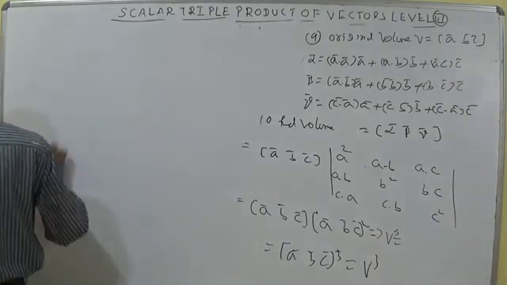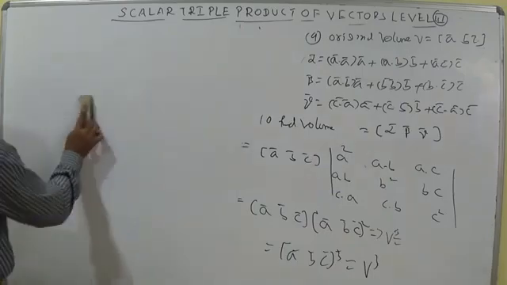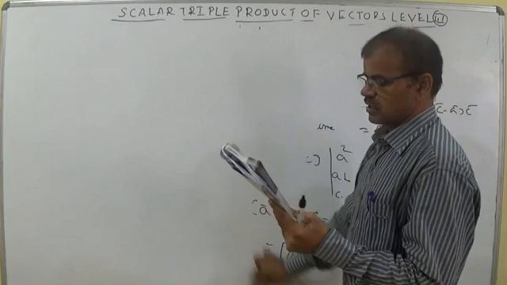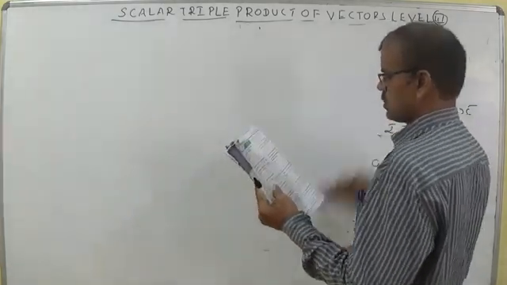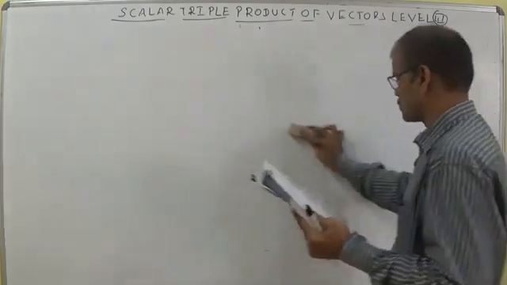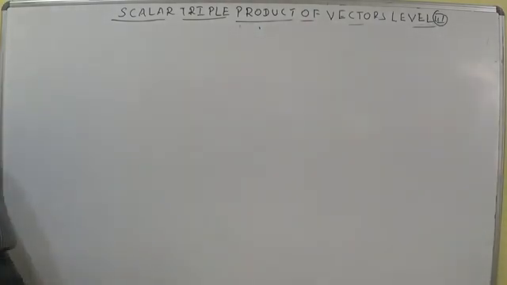9th question completed. 10th question: the unit vector which is orthogonal to the vector 3i plus 2j plus 6k, and it is coplanar with the vectors.